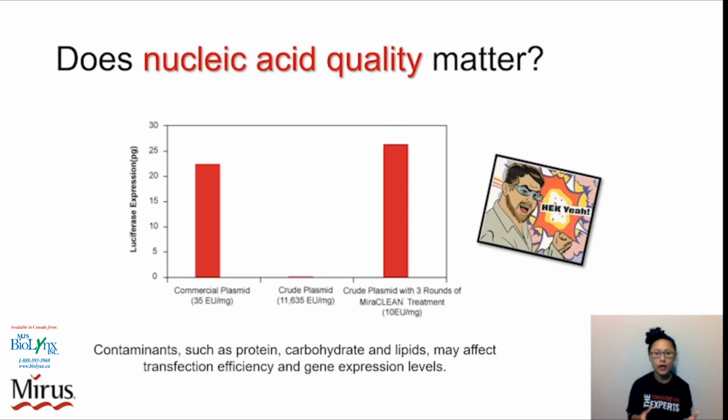Oftentimes these kits don't do a good job of removing contaminants like endotoxin. As you can see here, the expression of luciferase was much lower in that crude prep versus the clean commercial prep. The third bar there is that same crude prep after it's been cleaned with our MiraClean treatment. What's important about this slide is you want to be sure that what you're transfecting is what you think it is, that it's good quality. So you can do something like sequencing or running your plasmid on a gel to ensure that.